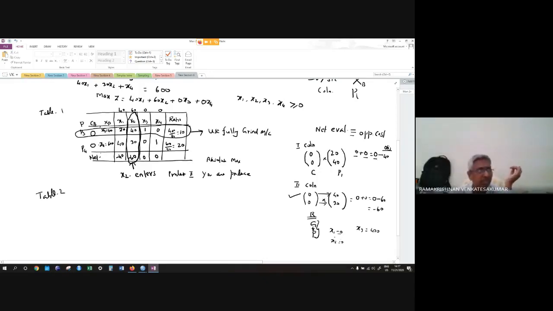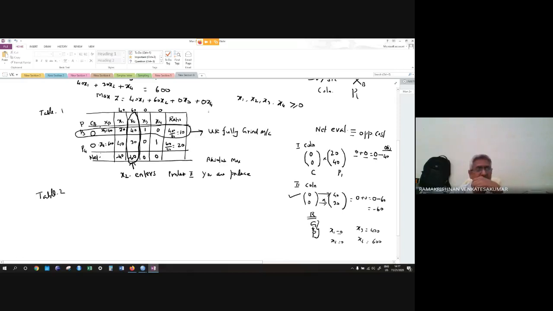X4, second equation. If I substitute X1 0, X2 0, what is X4? X4 is 600. No production, 400 minutes left out, 600 minutes left out. Is it going to bring any value to you? No, sir. That is the reason we keep the objective function coefficient for X3 0, X4 0.